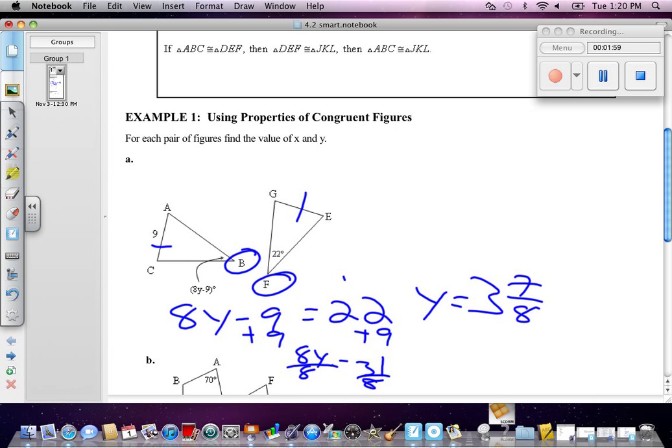Feel comfortable with this? Repeat what I just said? Okay. So if these two triangles are congruent to each other, like it says on your paper, do we agree that AC would be equal to GE? If AC is equal to GE, do we also agree that angle B is congruent to angle F? So 8y minus 9 equals 22. I added 9 to both sides, I divided by 8, and I got y equals 3 7/8. 8 goes into 31 3 times with 7 left over. All right, I'm going to do the next one.